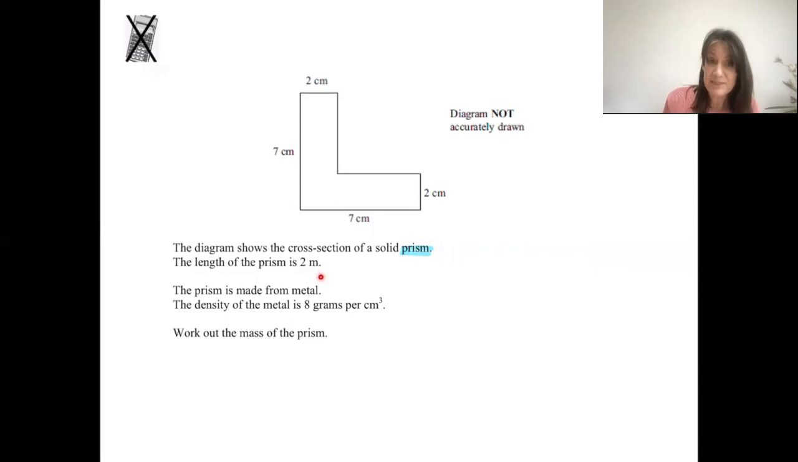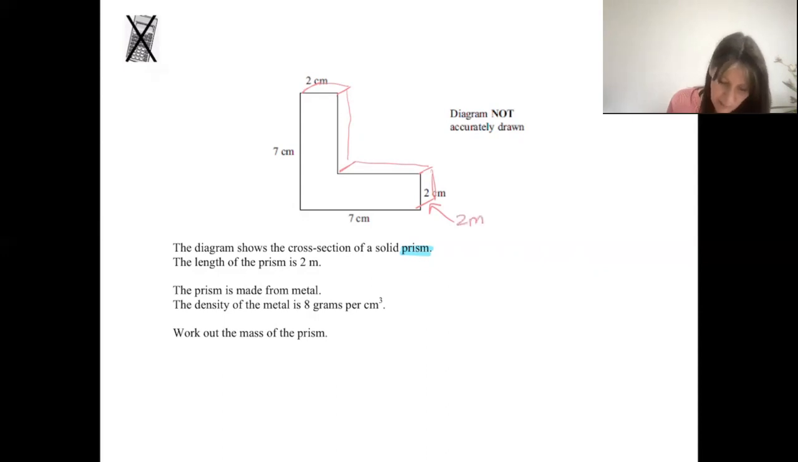The length of the prism is 2 meters. So I now know that this prism is going to go back by 2 meters. So I'm just going to start sketching this on, so I've got a better feel for what's happening. This length here, which is taking the cross section or the front face into a 3D shape, is 2 meters.